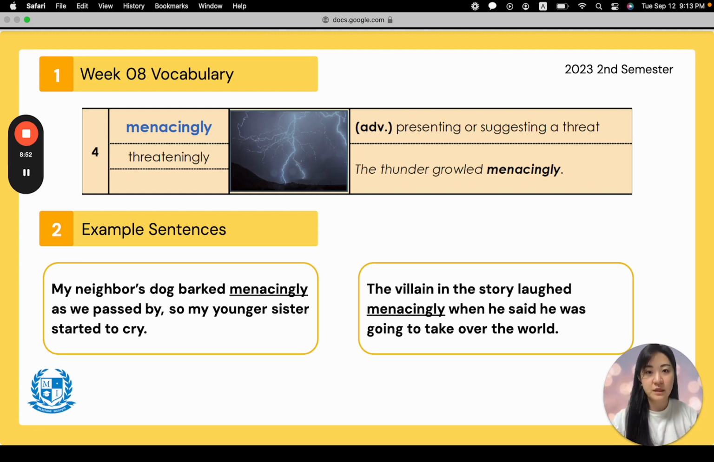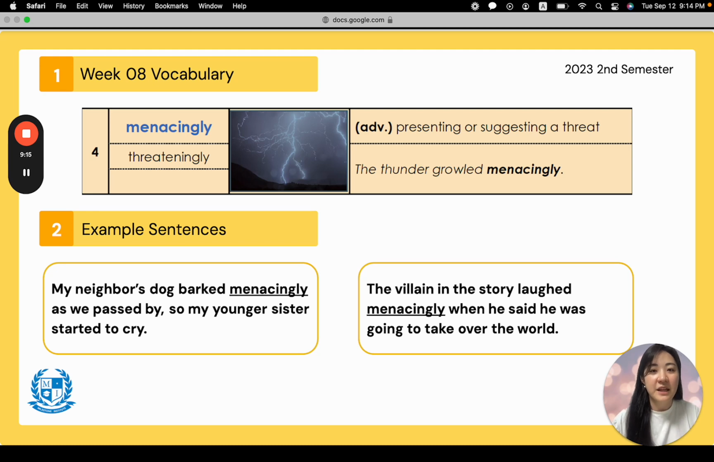Menacingly. The thunder growled menacingly. So that means the thunder was very big and loud. Meaning, oh my goodness, maybe a big storm is about to come. Because sometimes there's lightning and thunder before it starts raining. Okay? So it's like, there's a threat. I think it's going to rain a lot.